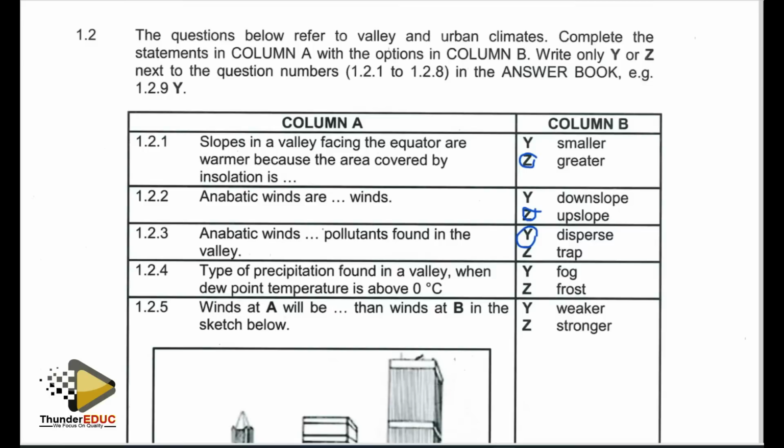Right, we move on to number 124. The type of precipitation found in a valley when dew point temperature is above 0 degrees Celsius. We are saying the minimum temperature is above 0 degrees Celsius. In that instance, what type of precipitation forms in a valley? The correct response there qualifies to be fog.